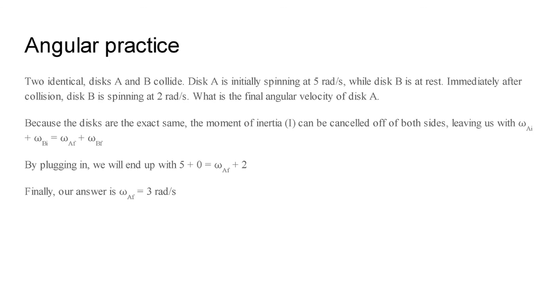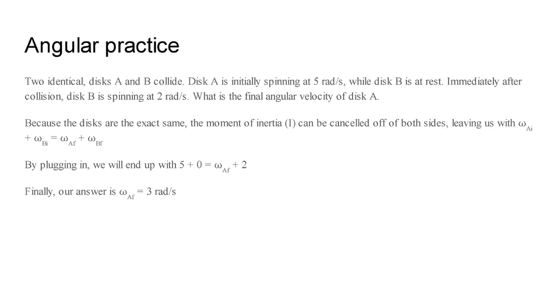For our practice problem, we'll be using two identical disks, A and B. They will be colliding with disk A initially spinning at 5 radians a second, while disk B is at rest. Immediately after collision, disk B is spinning at 2 radians a second. What is the final angular velocity of disk A?